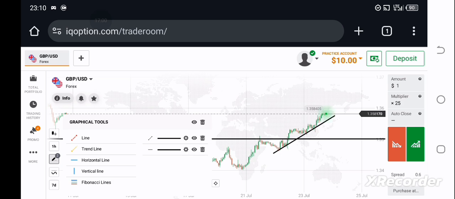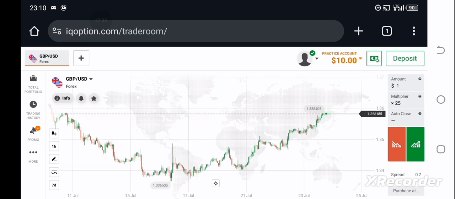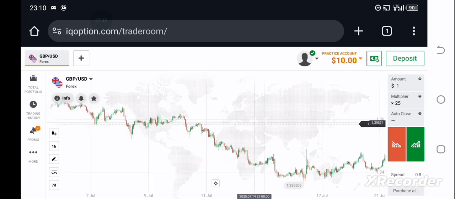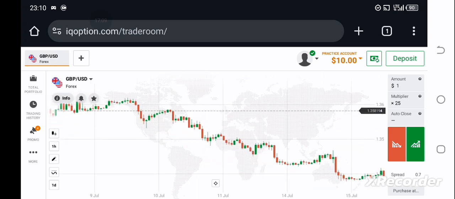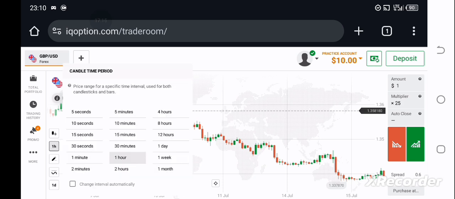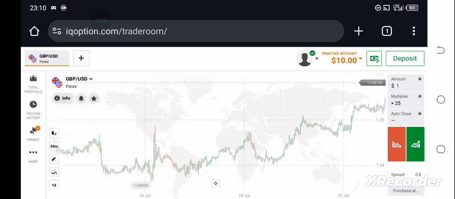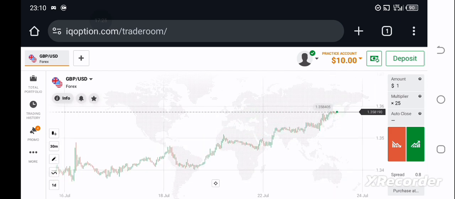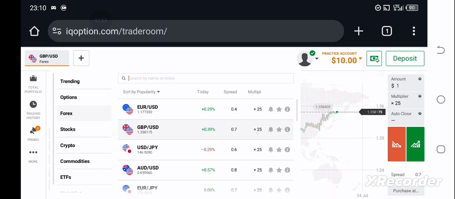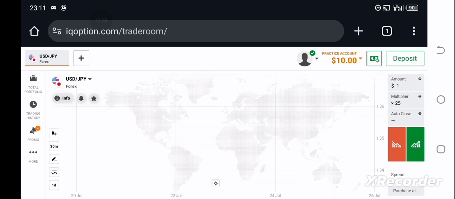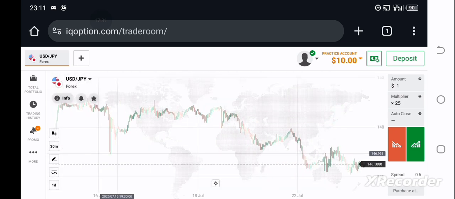Let me remove this. So if you are drawing a trend line, make sure the market is a trendy market that you can connect at least 1 or 2 areas. Let me change it to a 30 minutes candlestick, rather, not time frame. So I've changed it to a 30 minutes chart. Let me see another pair. This is US dollar against Japanese yen.